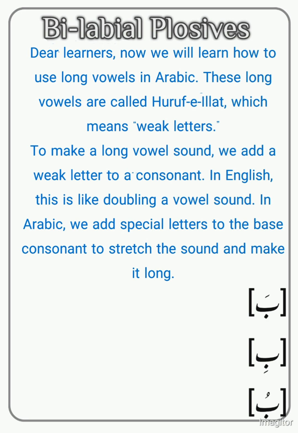Dear learners, many of you will question me, why do we learn vowels and consonants together? Answer is, we learn vowels and consonants together because it helps us read and pronounce Arabic words more easily. When we combine them, we can understand how real Arabic words are formed. This makes learning Arabic more practical, simple, and clear. Now come to topic again, which is about long vowels in Arabic.